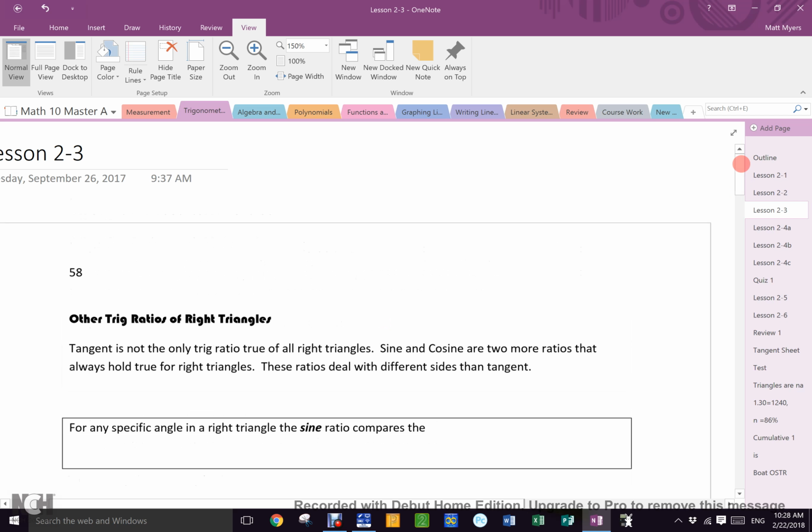At the top of page 58, please draw the following triangle. Now watch closely. What have I done differently than you're used to seeing? I put the right angle up top and I've made the hypotenuse the horizontal one. Does that matter? Of course not.